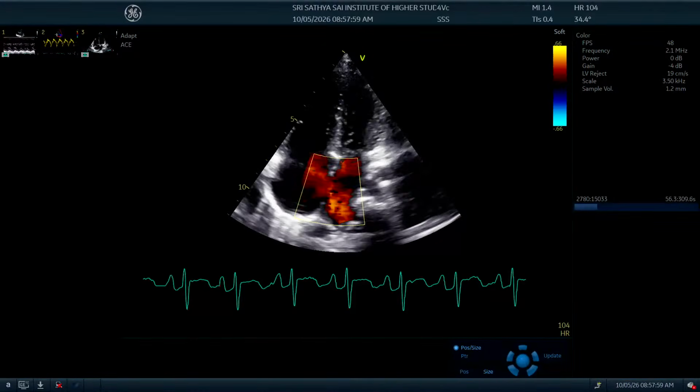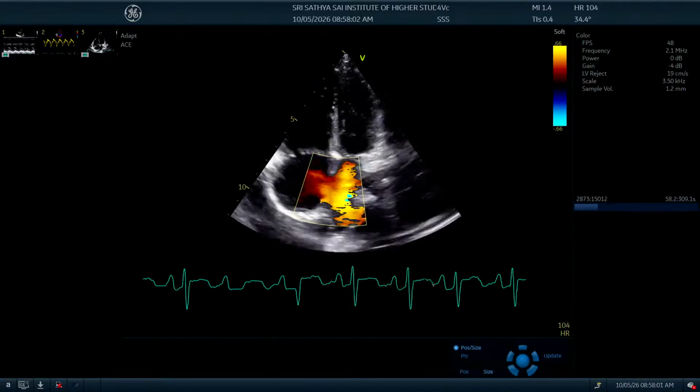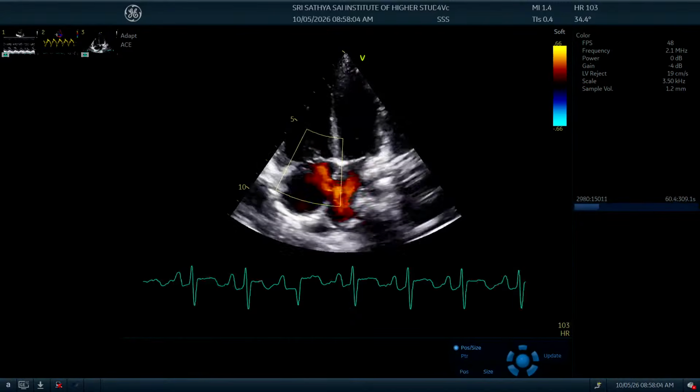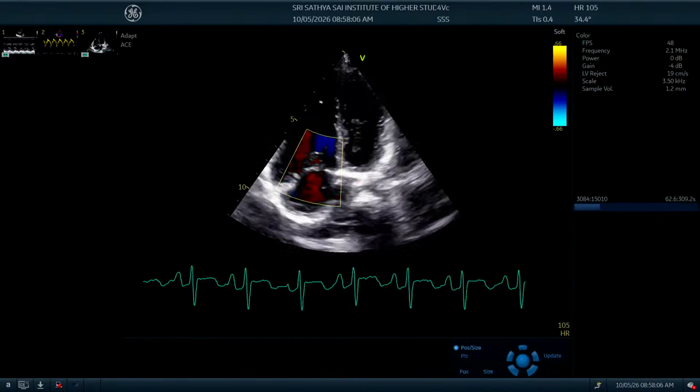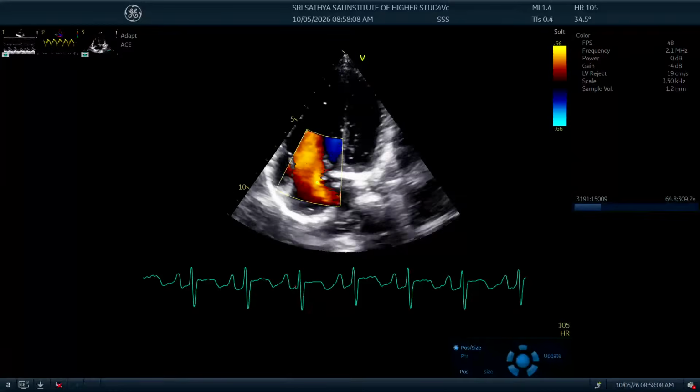Do not interrogate regurgitation at less than a 60 or 70 Nyquist limit. It will not be correct. Always keep your Nyquist limits correct, typically when you are seeing MR or TR.